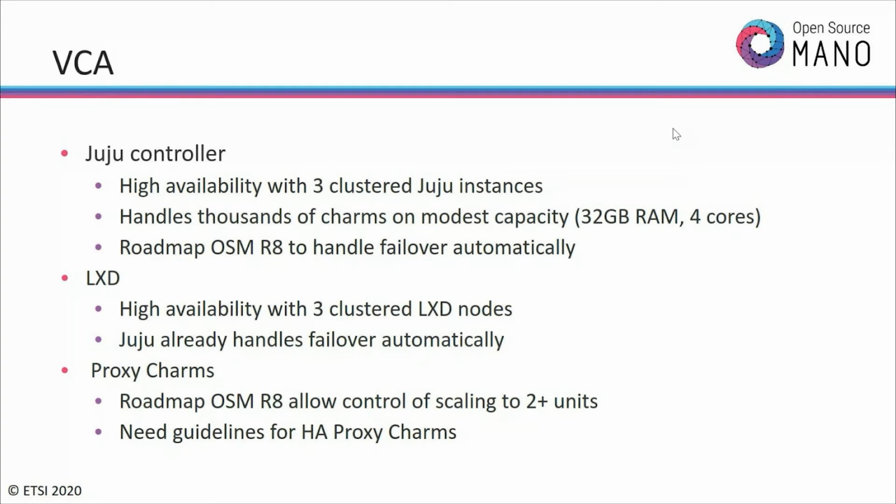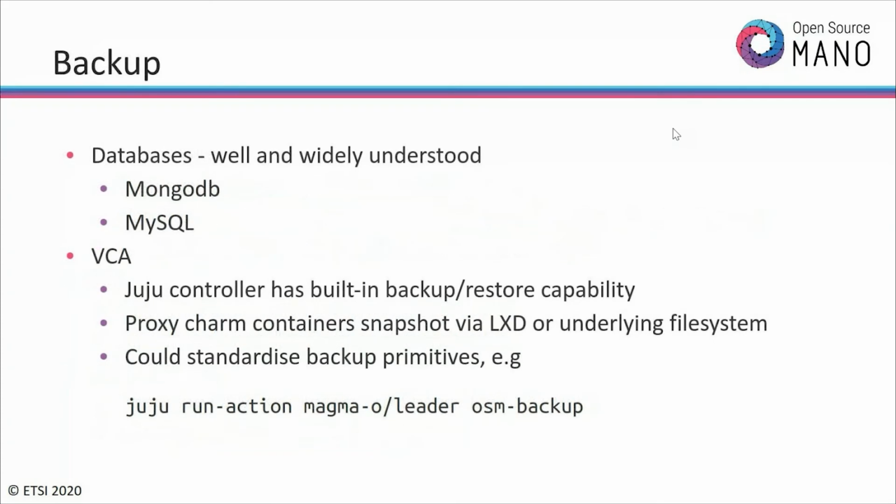What still needs to be addressed is templates and guidelines to be able to develop HA proxy charms. HA proxy charms would be able to synchronize state between the different instances. The templates and guidelines need to be developed to help the community and set best practices on how to develop these HA proxy charms. So the next topic is backup.